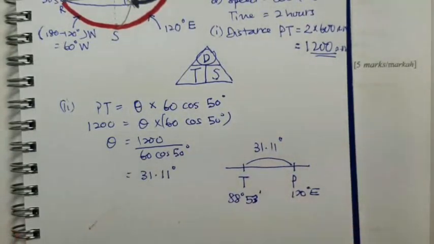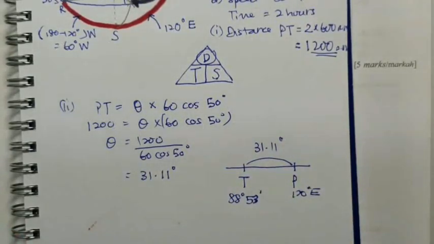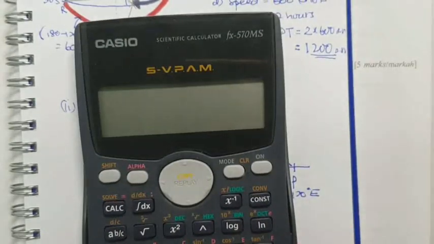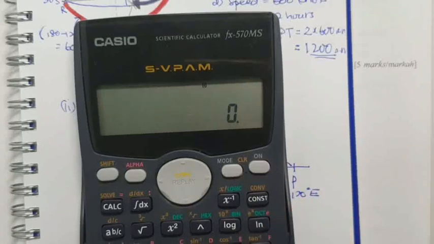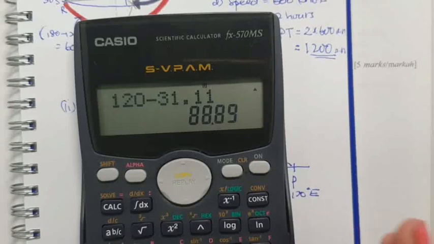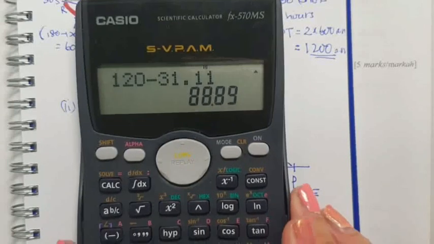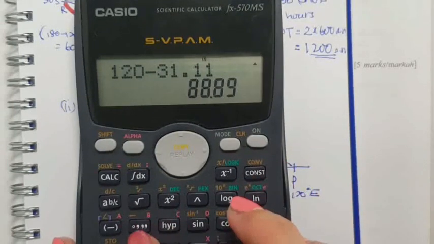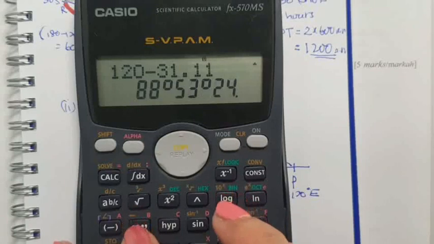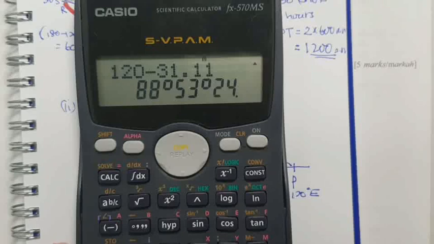Okay, basically it's like this. Where's my calculator? Okay, so we will have 120 degree minus 31.11. So we have 88.89, right? So you press this button. You see this button with degree, minute, and second. Press this button. Then you will have 88 degree and 53 minutes.